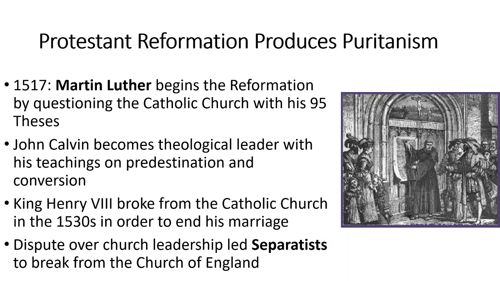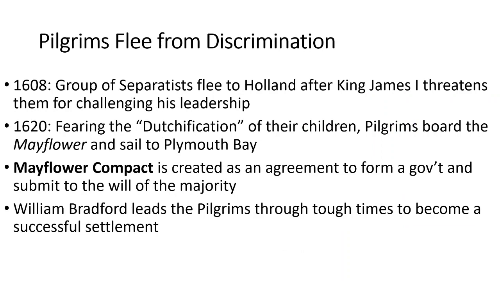So these Separatists, no surprise, began to be looked down upon by the monarchs in England because they felt threatened. A group of Separatists in 1608 actually left England and fled to Holland after King James I threatened to hurt them. We'll just leave it at that. But after a few years of living in Holland, this group of Pilgrims found themselves frustrated with the Dutchification of their children. They wanted to keep their English culture, language, and customs, and so they decided to change path and sail to the New World.